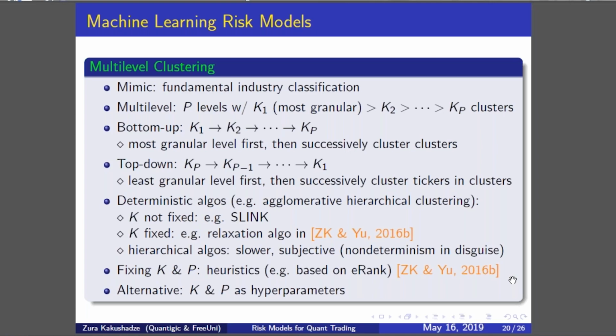The other way of doing it, as I mentioned, is to use the deterministic algorithms, such as agglomerative hierarchical clustering. If the number of your clusters K is not fixed, then you can use something like S-link or something like that, which you can borrow from what's available out there. If K is fixed, you can do other things. For example, you can use a relaxation algorithm in the paper that's mentioned there. And so, as I mentioned before, hierarchical algorithms, however, are slower and, as a matter of fact, subjective in the sense that it's basically non-determinism in disguise.